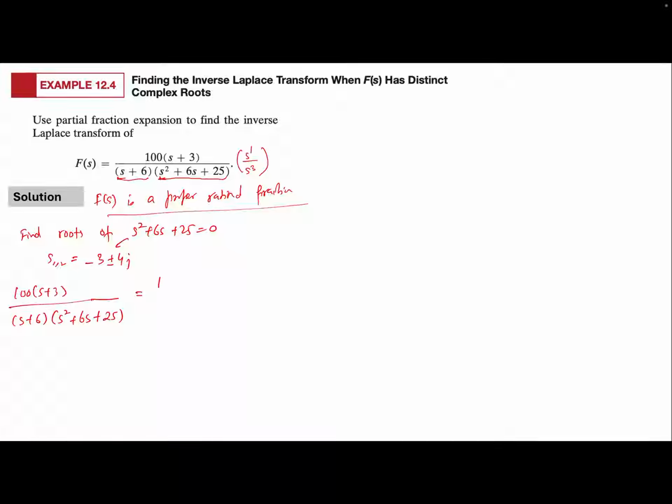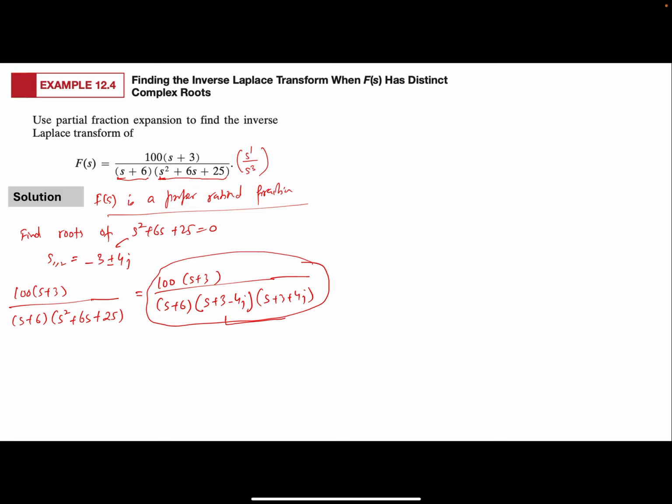let me rewrite this thing. 100 times s plus 3 over s plus 6 times s plus 3 minus 4j times s plus 3 plus 4j. And now I know that this is my new f of s, where I have converted the quadratic equation into the product of the roots. So now I'm going to expand this, right?